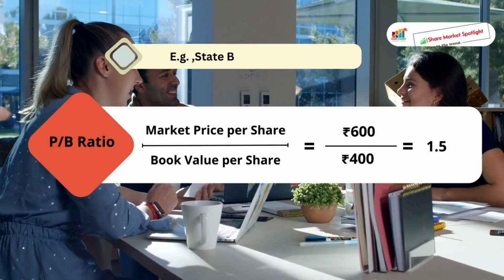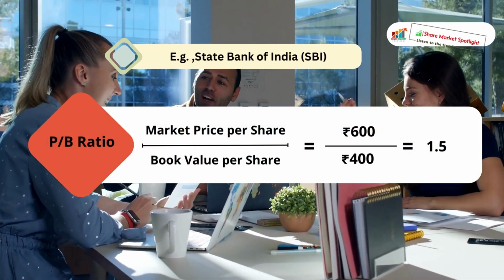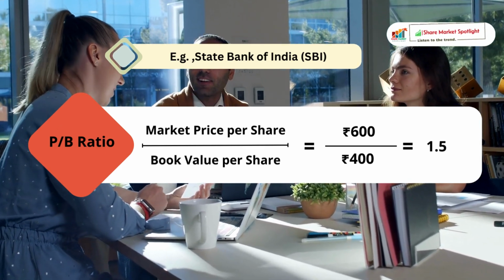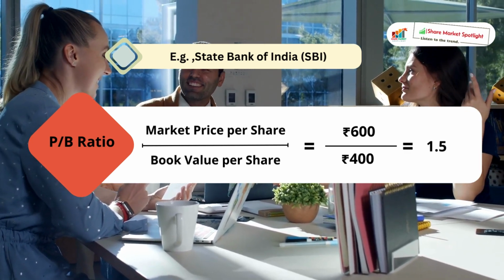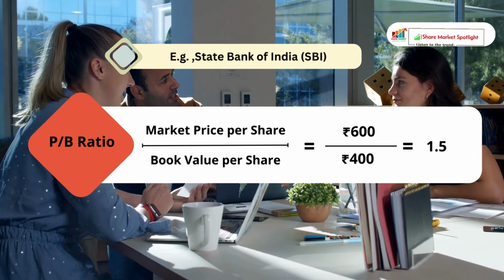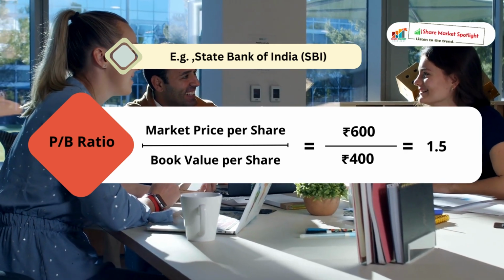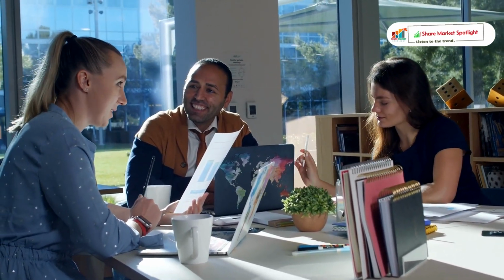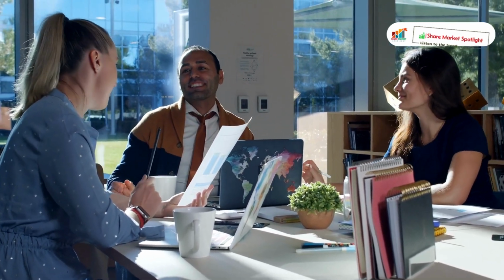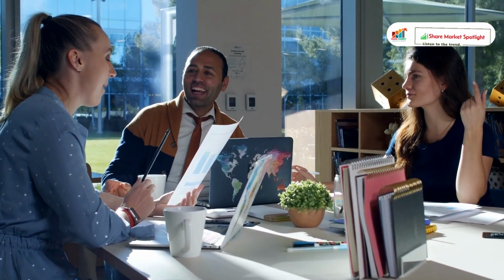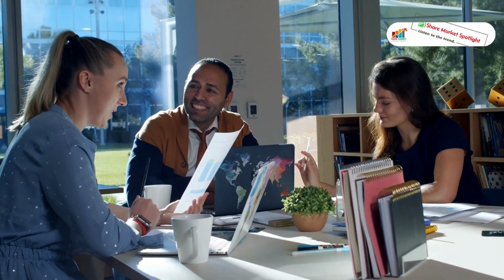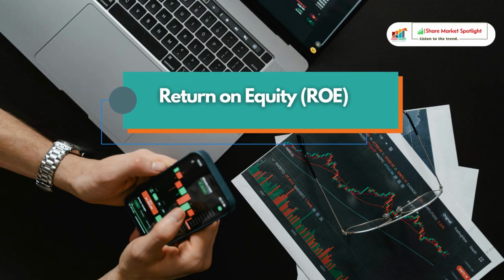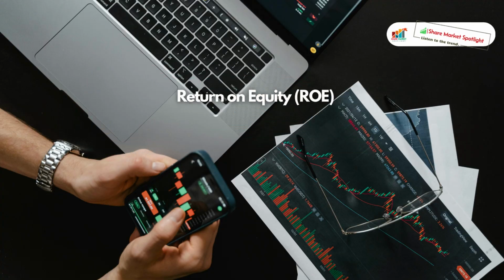Let's consider State Bank of India, or SBI. Suppose SBI's share price is 600 rupees and its book value per share is 400 rupees. The PB ratio would be 600 upon 400 equals 1.5. This indicates that the stock is trading at 1.5 times its book value. A PB ratio of 1.5 might suggest that investors expect some growth potential or that SBI's assets are valued higher in the market.